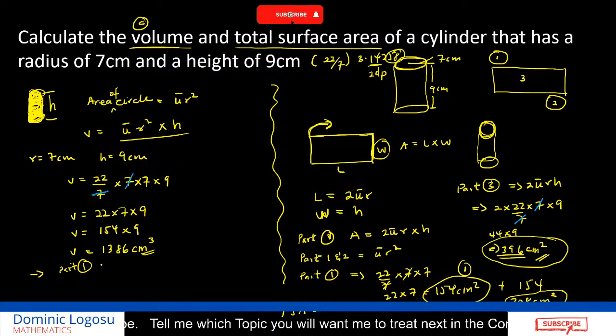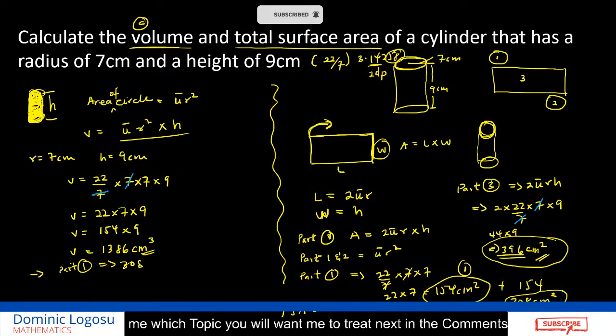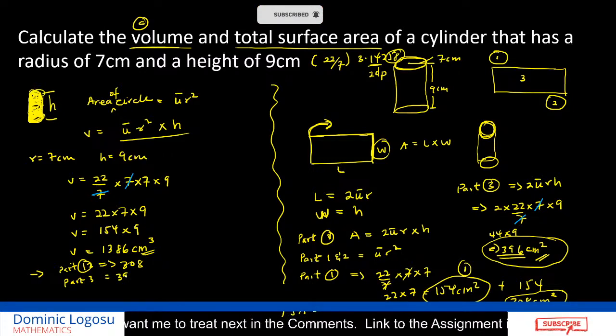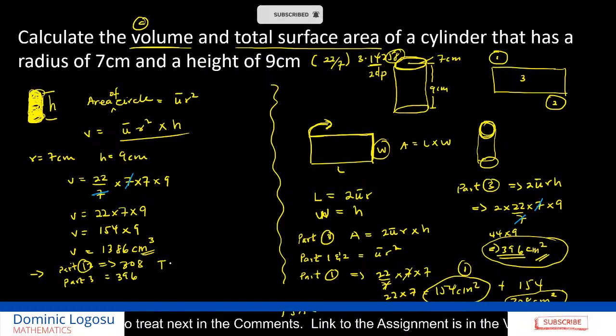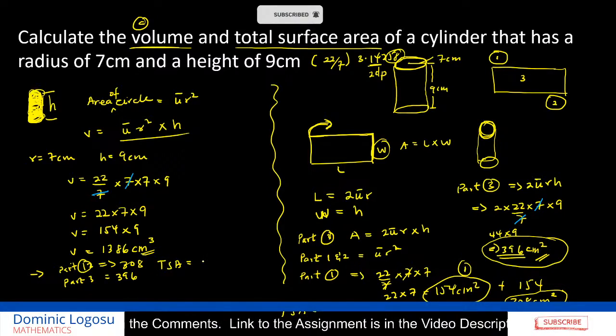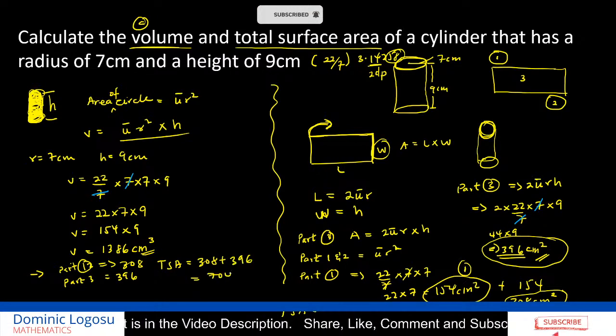So for part 1 and part 2 we had 308, and then part 3 we had 396. Total surface area means that we are supposed to add everything. So in adding every single thing, we should have 308 plus 396, and that should give us 704.